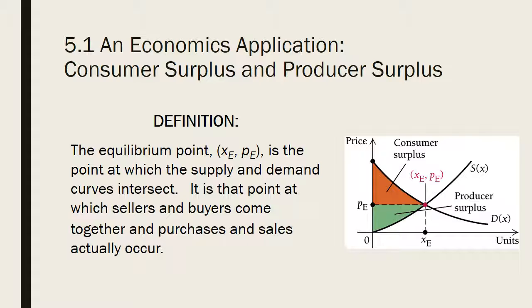Now we also have something called the equilibrium point, and that is the point where the demand and the supply meet. That's where they intersect. And it's at that point where sellers and buyers come together, and it's kind of like the sweet spot. Everybody's making a surplus. Everybody's happy. The consumer's happy, the producer's happy. And that's where the equilibrium is.